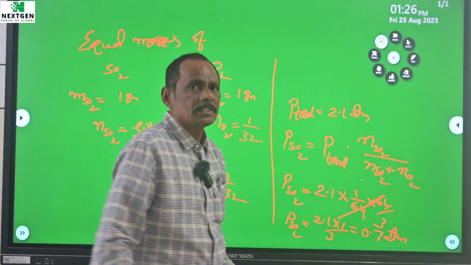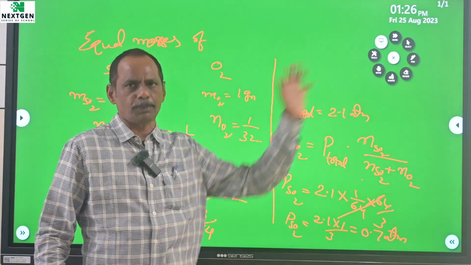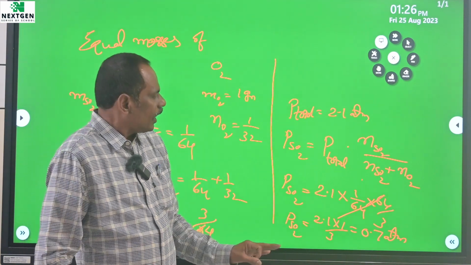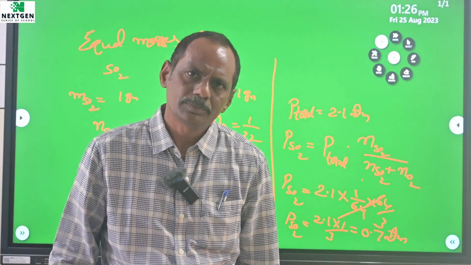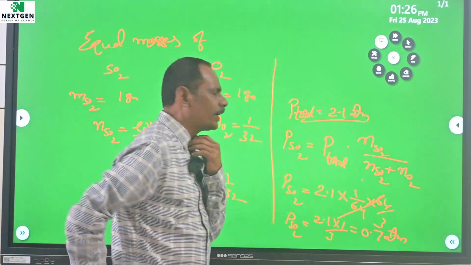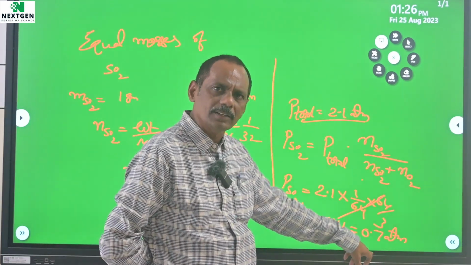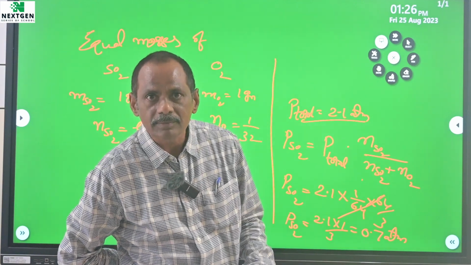Now based on that, I want to extend this problem a further step. If the question asks, what is the partial pressure of O2? Here the total pressure of the gas mixture is 2.1. In that, the partial pressure of SO2 is 0.7. Therefore, what will be the partial pressure of oxygen?